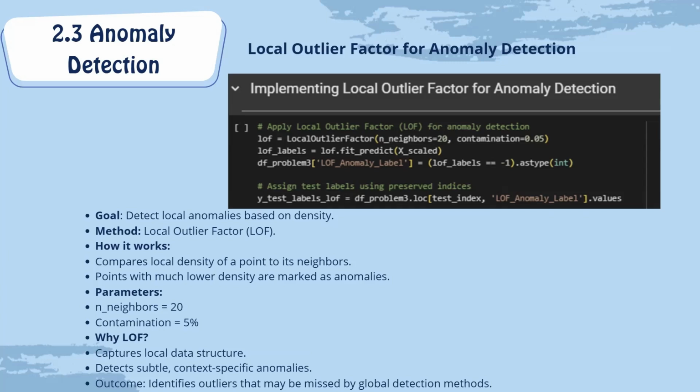The parameters we use are n_neighbors equal to 20 and contamination equal to 5%. Why do we use LOF? Because it captures local data structure and detects subtle, context-specific anomalies. The outcome is that it will identify outliers that may be missed by global detection methods.